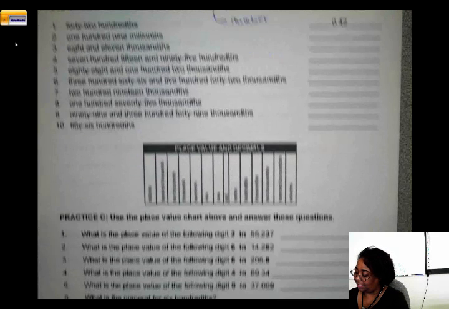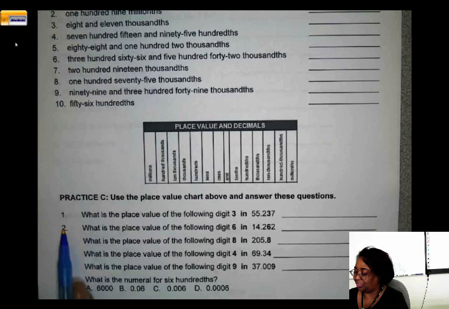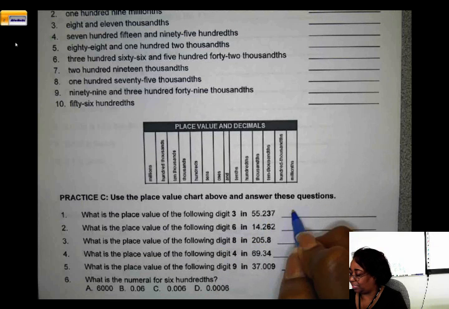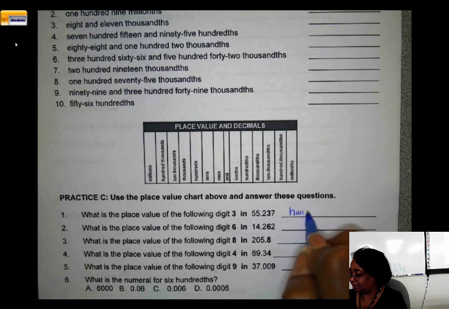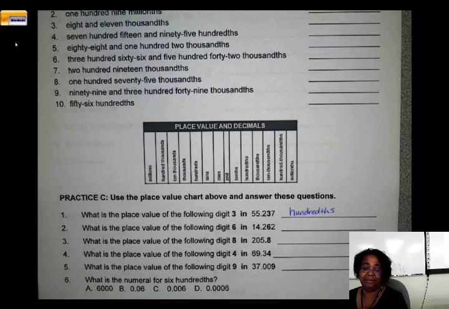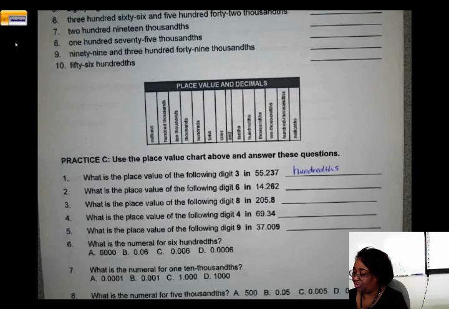Okay, on practice C, you're going to tell me what the place value is. So like for instance, I didn't do any examples in this one for you, but in 55.237, the 3 is in what place value? Hundreds. And be sure to spell it right. Hundreds. On question number 6, what is the numeral for 6 hundredths? Is it A, B, C, or D?